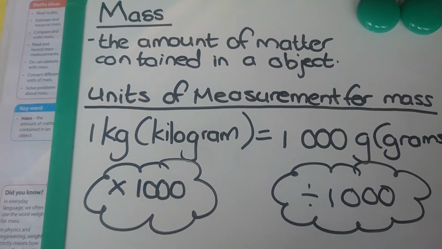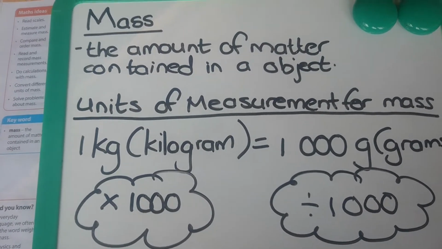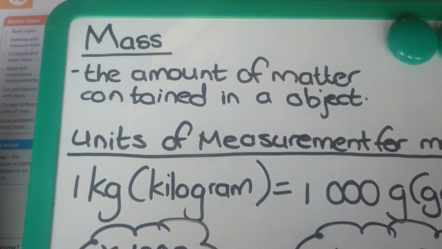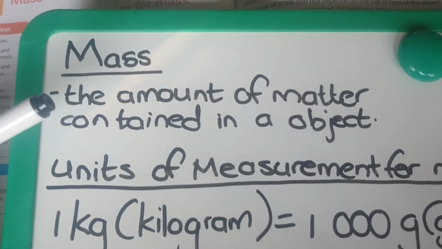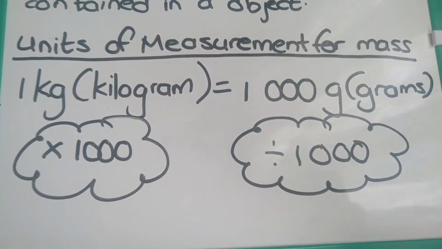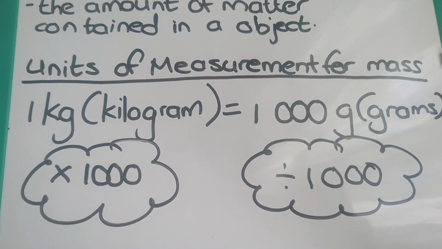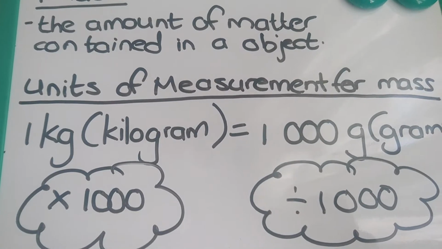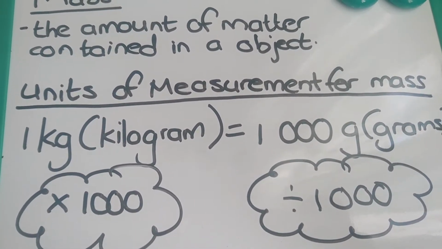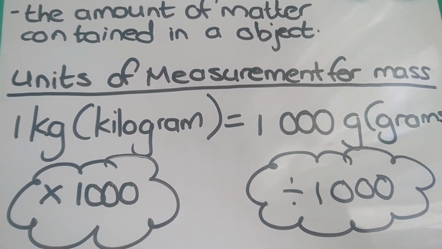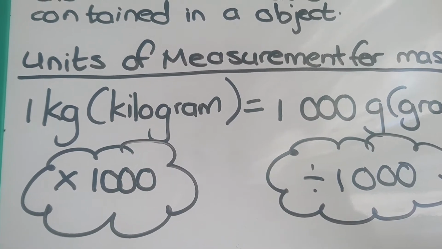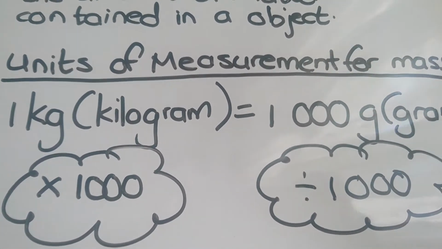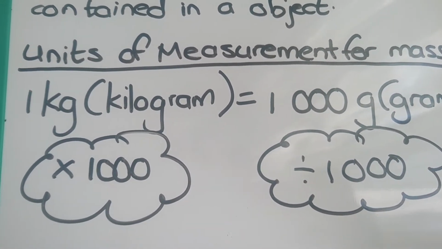You have already done mass in the previous years, so let's go over it now. Mass is the amount of matter contained in an object. Now for the mass that we are doing today, we are going to be using 2 units of measurement, which are kgs and grams.